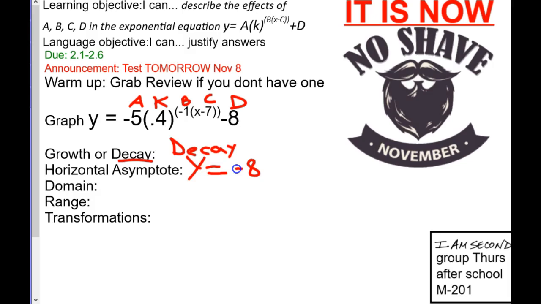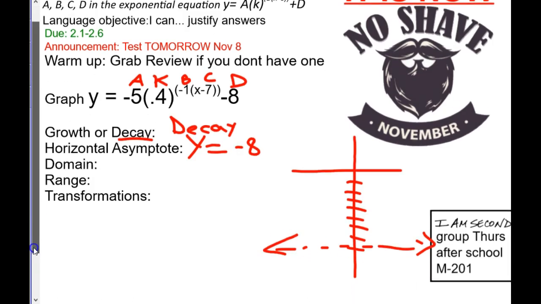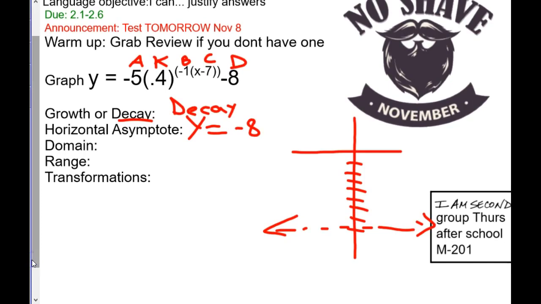Now, if I were to graph this, it would look like, okay, it'd be a horizontal line at -8, right? And then, for domain and range, now if I were to graph this in my calculator, it would look something like this. Except it doesn't touch, so let's try that again.